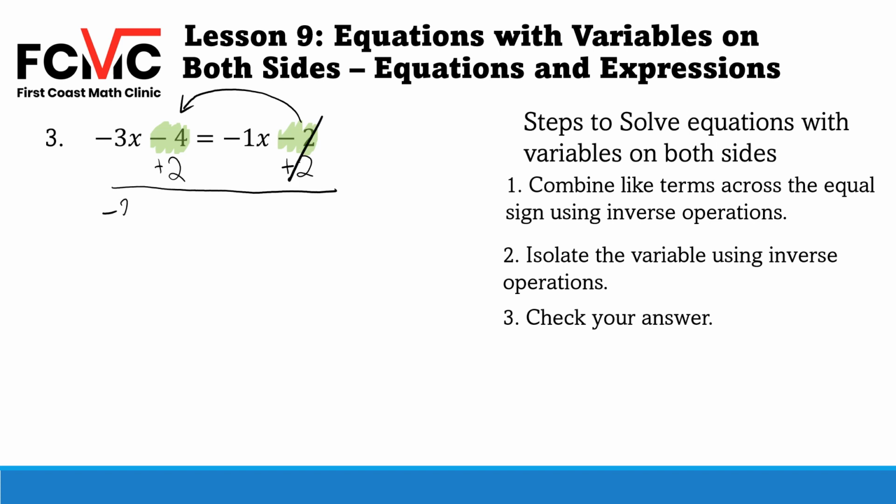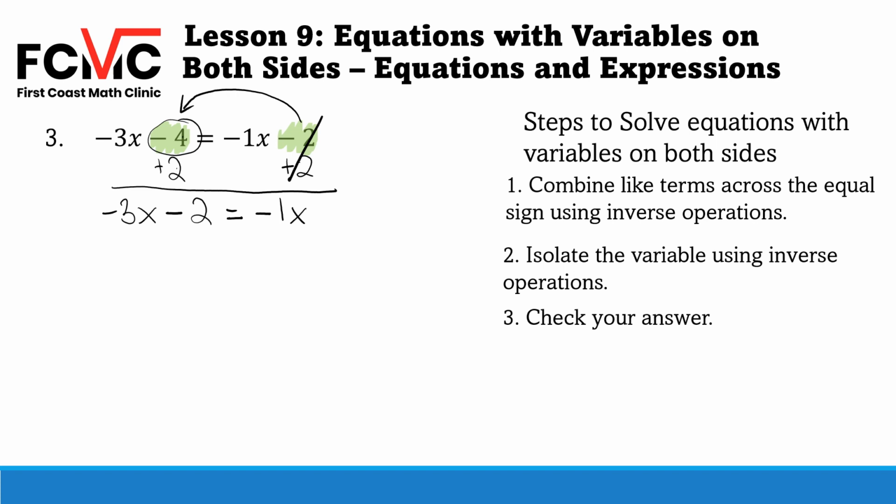So I'll get negative 3x and then negative 4 plus 2. When I add two numbers of opposite signs, I want the difference, and I want to keep the sign of the number with the larger absolute value, so that's going to be negative. So I'll get negative 2, or minus 2. Then I'll bring down the negative 1x.